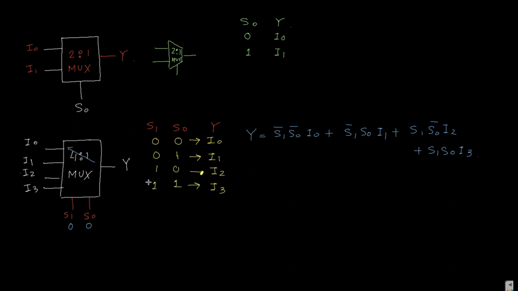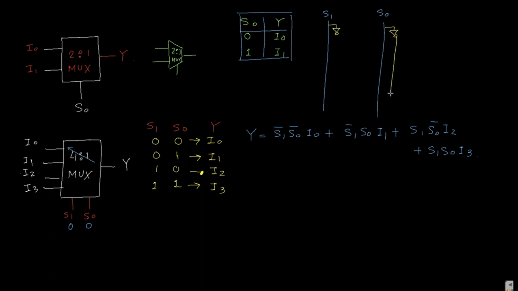If you draw the diagram for this, for the 2:1 multiplexer, it is quite easy. This is your S1 line, this is your S0 line, and these two are the lines, and these two are the NOT, that means the 0 and 1 lines.